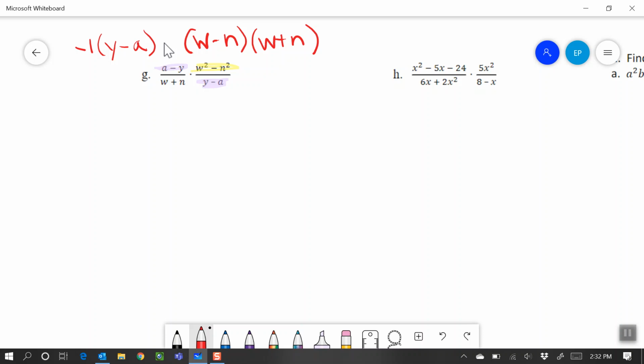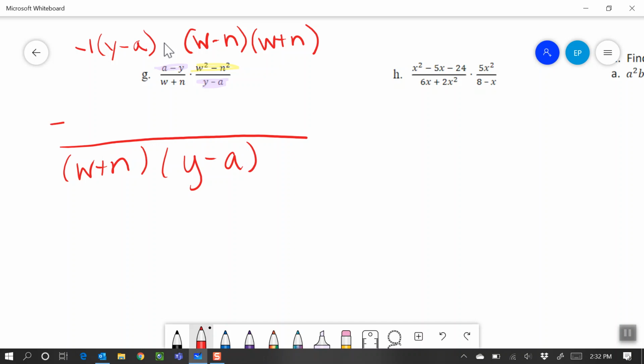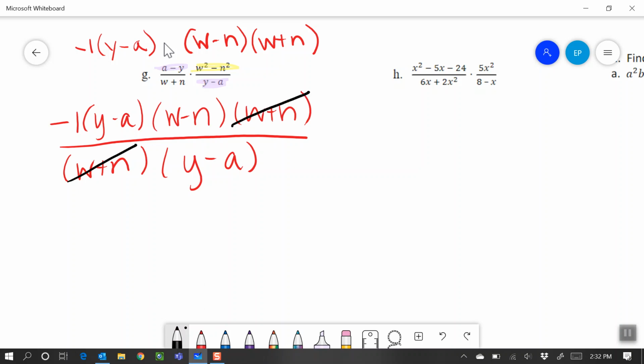And then I'm going to rewrite the problem, and it's just going to be one big multiplication problem, w plus n on the bottom and y minus a. And on the top I have -1 times y minus a times w minus n times w plus n. And then I'm going to cancel things that are the same. So w plus n and w plus n are the same. And then y minus a and y minus a.